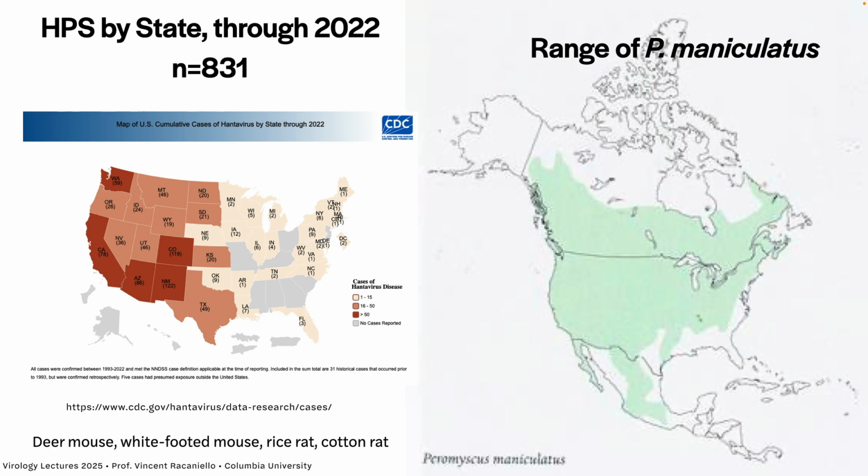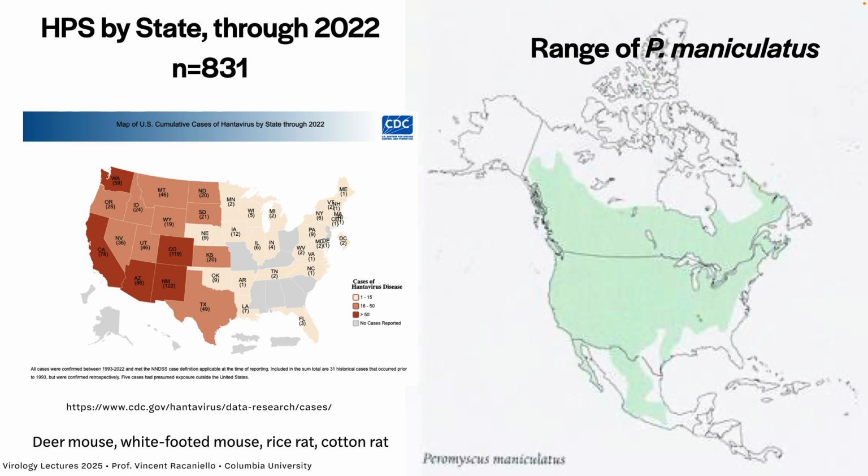Here's the distribution of the deer mouse. It's pretty much throughout the US, except for the southeastern US, but we have it here in the Northeast. But also other mice can carry the virus besides the deer mouse: the white-footed mouse, the rice rat, and the cotton rat. So you should be careful if you have mouse feces in your house. You should spray it with bleach and let it inactivate before you wipe it up, okay?